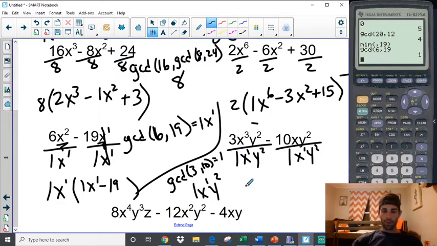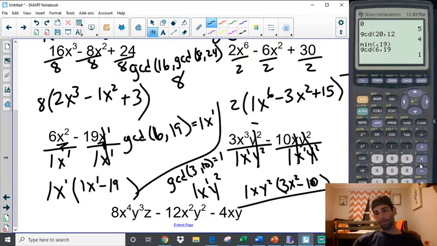3 divided by 1 is, oh, I got to write it first. 3 divided by 1 is 3. 3 minus 1 is 2. And 2 minus 2 is 0. Negative 10 divided by 1 is negative 10. 1 minus 1 is 0. 2 minus 2 is 0. We don't write 0, we just leave it alone, and there's your answer.